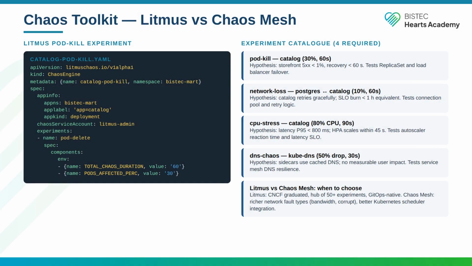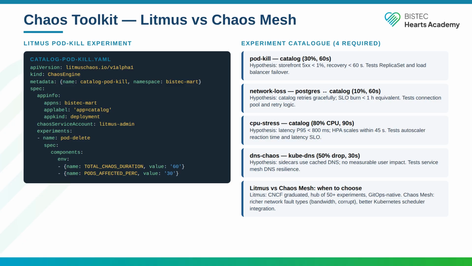For the challenge, you're using Litmus, a CNCF graduated project that runs chaos experiments as Kubernetes native resources. The Chaos Engine resource links an experiment definition to a target application. The pod delete experiment is the canonical starting point. You specify the namespace, the label selector for the target pods, the percentage of pods to affect, 30 in the challenge, 1/3 of catalog pods, and the total chaos duration in seconds. Litmus executes the kill, waits, and records the outcome in a chaos result resource.